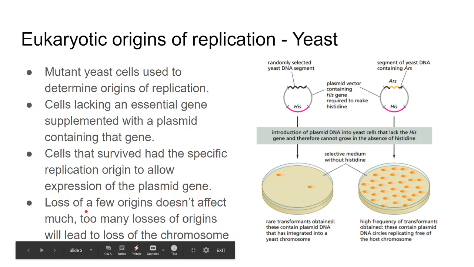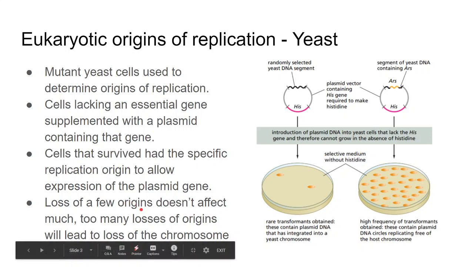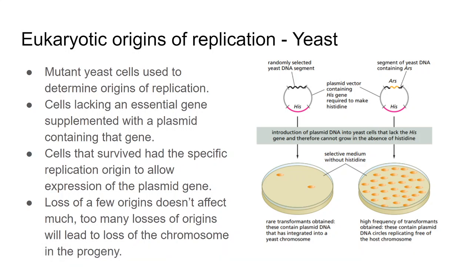So this is an extra point. The loss of a few origins does not affect the yeast too much. So if you have, say, mutations or deletions in the genome, the loss of a few origins will not affect the organism much. But loss of many origins will lead to loss of the entire chromosome in the progeny. If a lot of origins are missing from a certain chromosome, it will not be able to replicate itself in time to be passed on to the progeny.